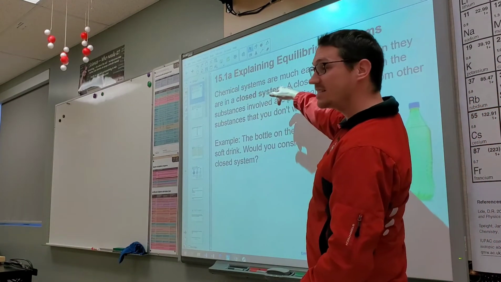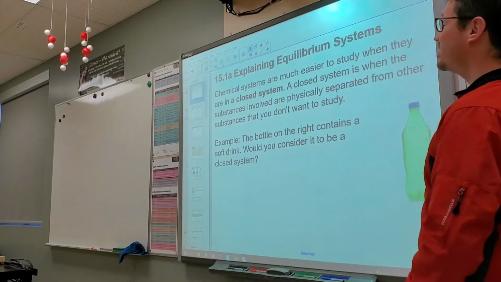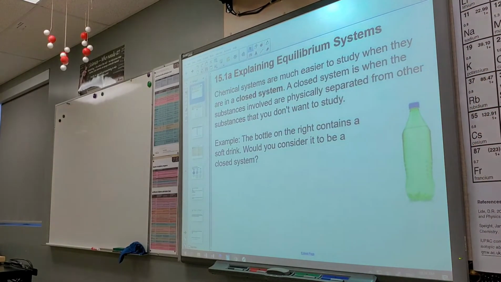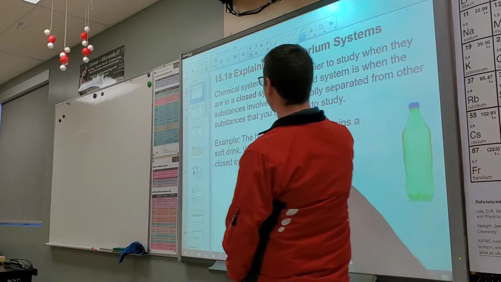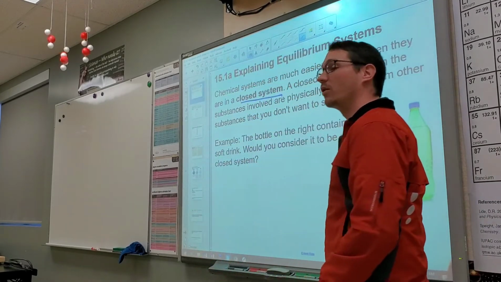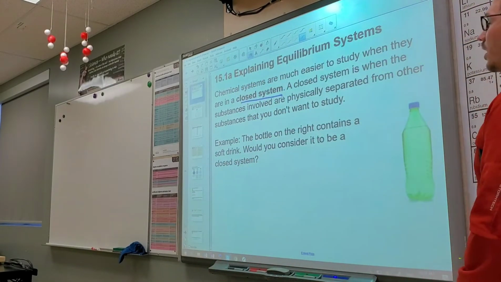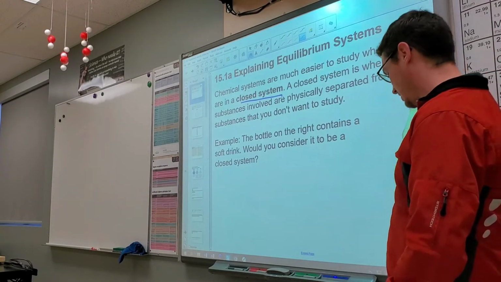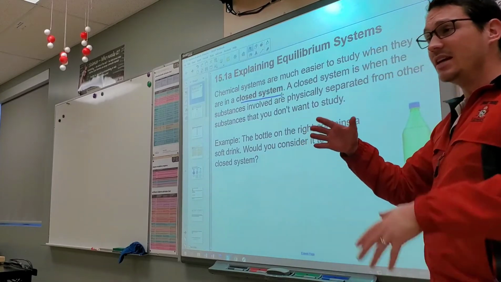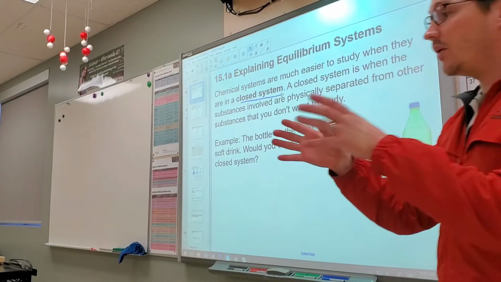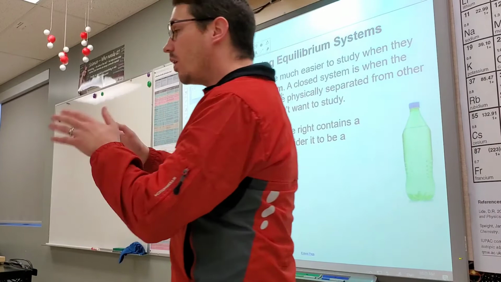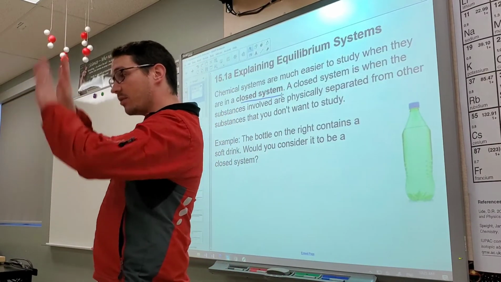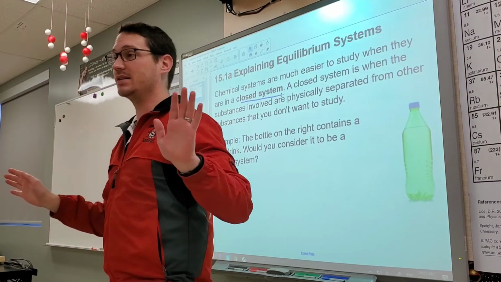Chemical systems or chemical reactions are much easier to study when they're in a closed system. That's a bolded term. It's a term you are required to know. A closed system is when substances involved are physically separated from substances that you don't want to study. So if you care about a chemical reaction happening, you want to separate it from other chemicals that you don't want to study.